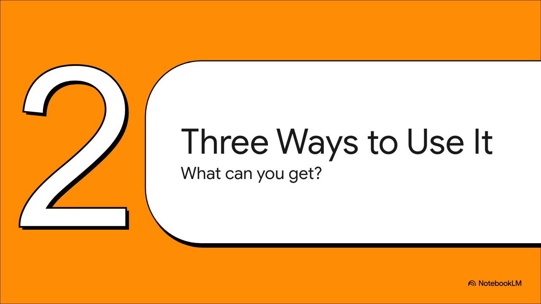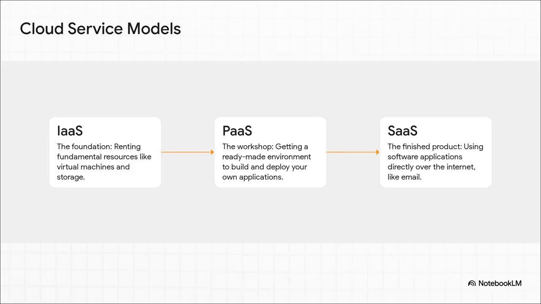Now for Section 2, let's talk about what you can actually get from it. What's on offer? This is where we get into what are called service models. So you can think of these 3 models like they're stacked on top of each other. At the very bottom, the foundation, you have infrastructure as a service, or IaaS. This is the real nuts and bolts. You're basically renting the raw computing resources, storage, servers, networks, that kind of thing.